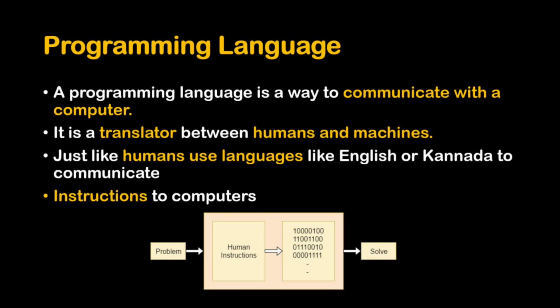Here's how it works. We start with a problem we want the computer to solve. Then, we give it step-by-step instructions, also called code. The computer processes these instructions and provides a solution.